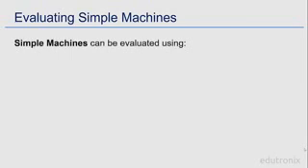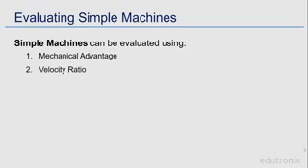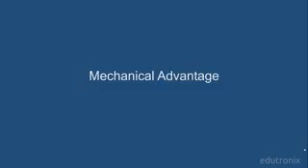We are now going to look at a very important aspect of our study on machines, which involves using various mathematical methods used to evaluate simple machines. We are going to look at how to calculate what we call the mechanical advantage, velocity ratio, and efficiency of machines. We start with mechanical advantage.